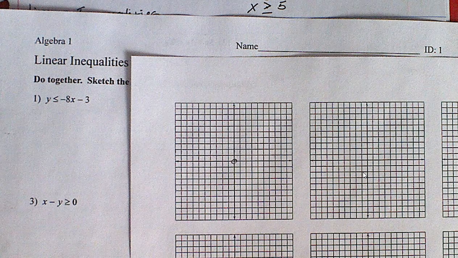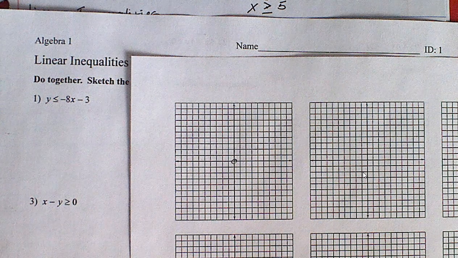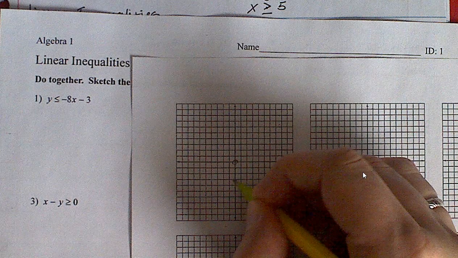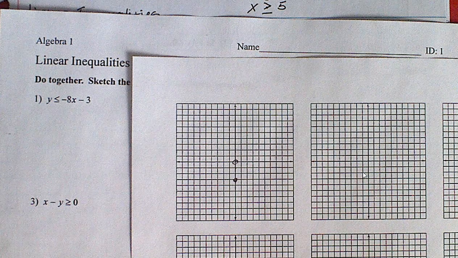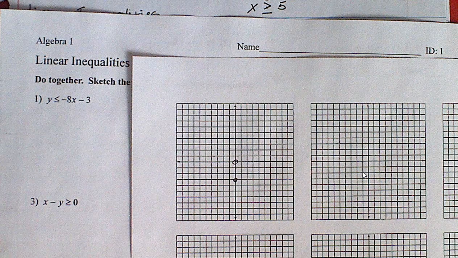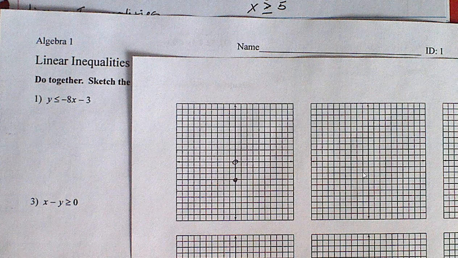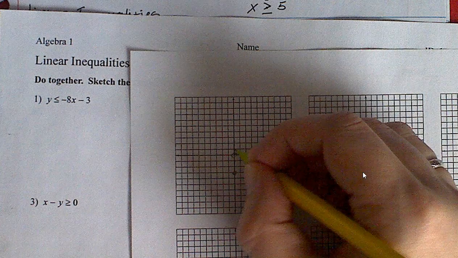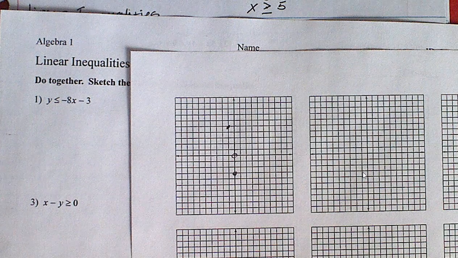So y is less than or equal to negative 8x minus 3. So the first thing I'm going to do is go to where? Negative 3. All right. So negative 1, negative 2, negative 3. Cool. Now on this graph paper, my slope is negative 8, which means down 8, right 1. I don't have enough room to go down 8 and right 1, do I? No. So instead of going down 8, right 1, what should I do instead? Anybody? Up 8 and left 1. So I'm going to have to count up 8, 1, 2, 3, 4, 5, 6, 7, 8, and go left 1. And then I only have room for those 2 points on here.